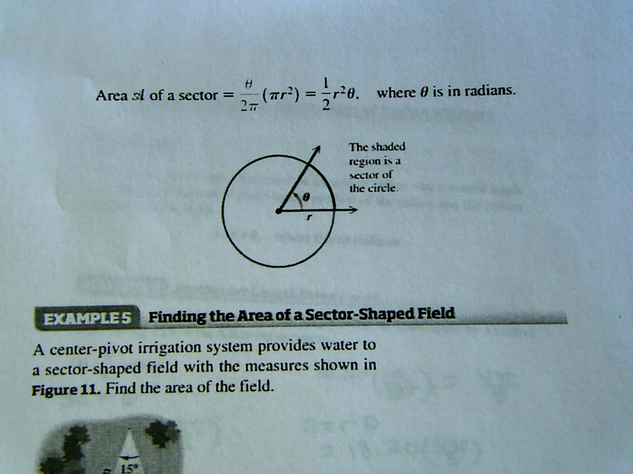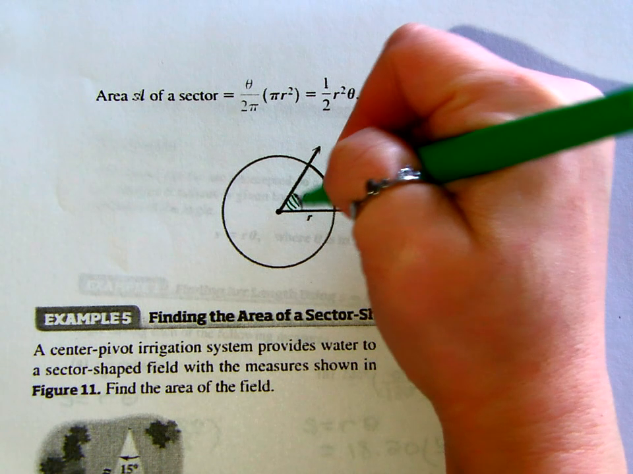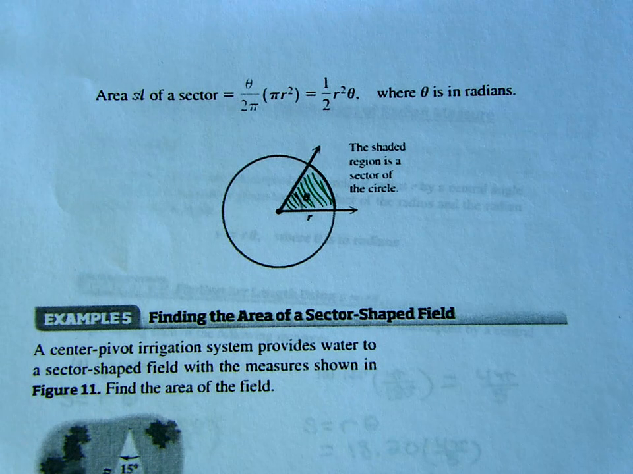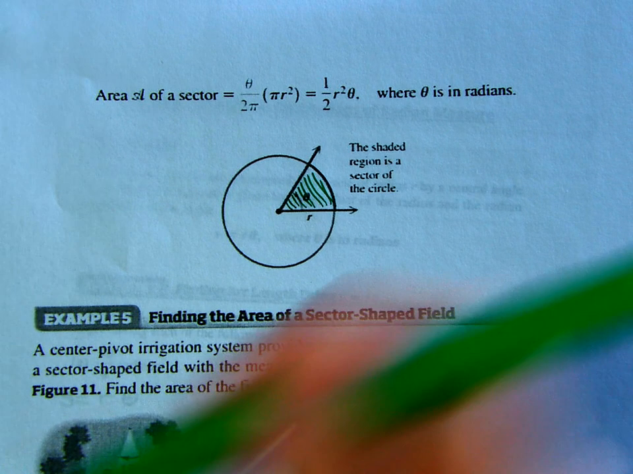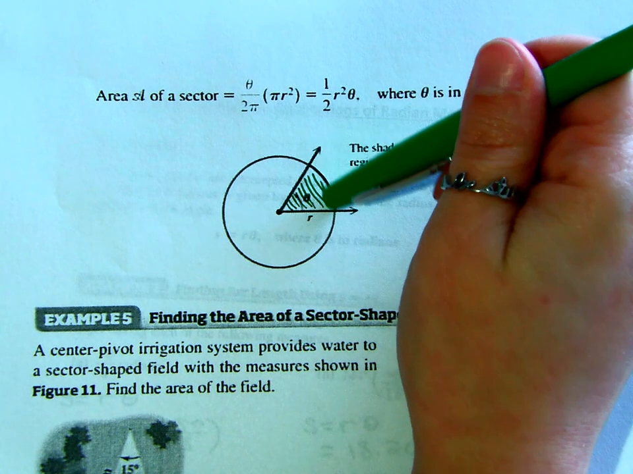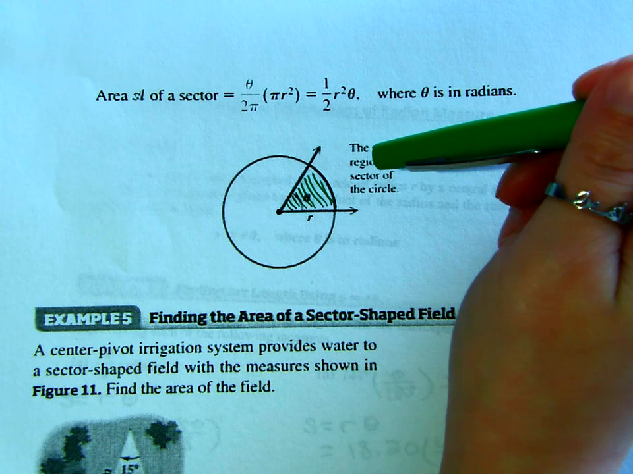So the area of a sector of a circle is theta over 2 pi times pi r squared, which simplifies down to 1/2 the radius squared theta, where theta is in radians. And it says the shaded region of the sector is the circle. It's not shaded in your picture, but it's obviously this section. So what we're doing is we're finding the area of some portion of our circle. So arc length is kind of like finding a part of the perimeter of your circle, whereas the area of a sector is going to be finding the area of that section.